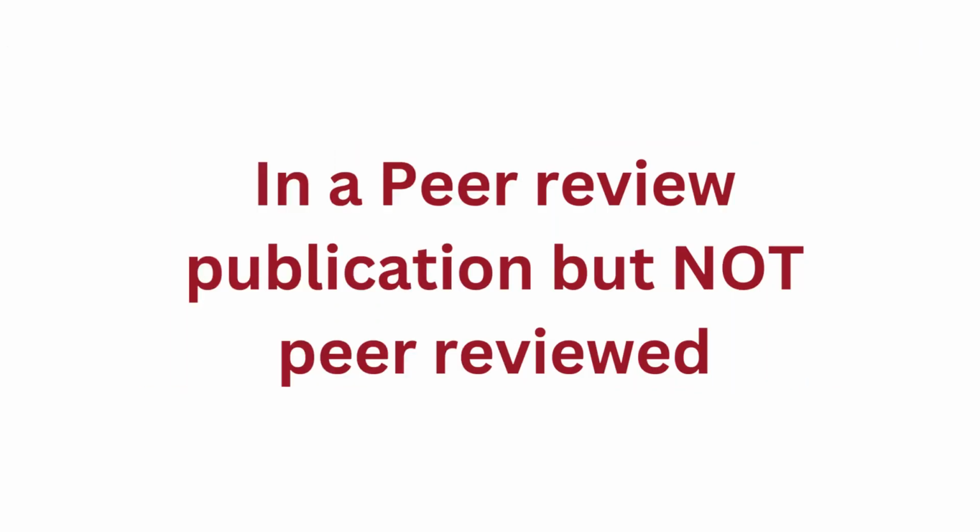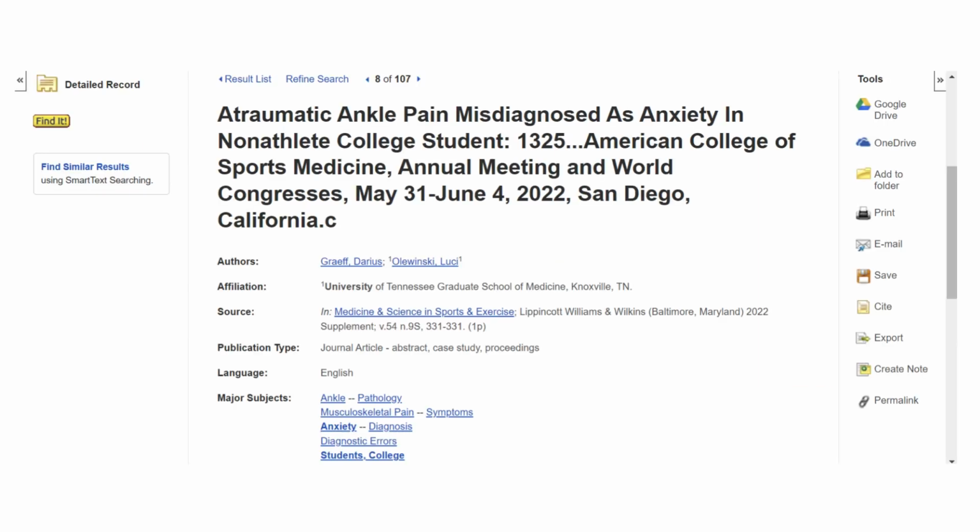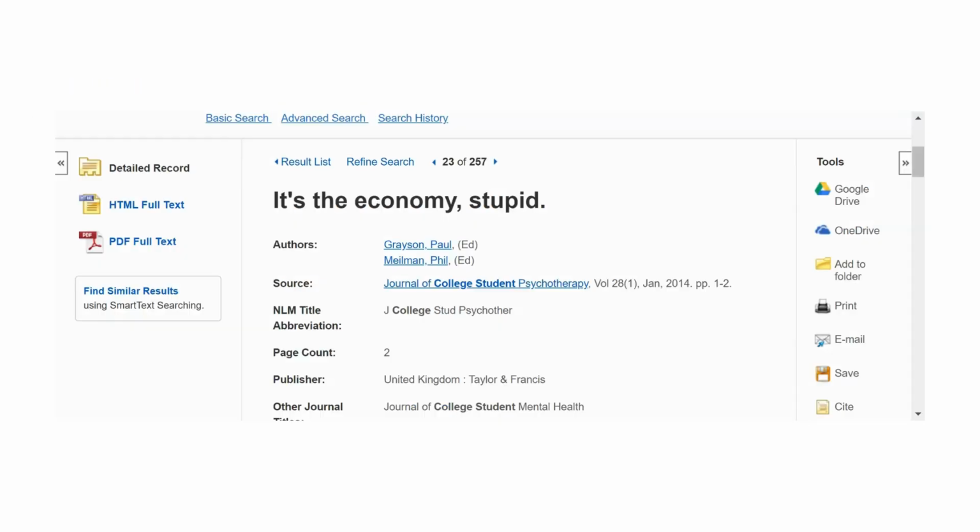There are items published in peer review publications that do not go through the peer review process. These include abstracts from conferences. Usually, these include the date and location of the meeting. However, you could still tell it's an abstract by the fact that it was published in a supplement and is only 1 page long.